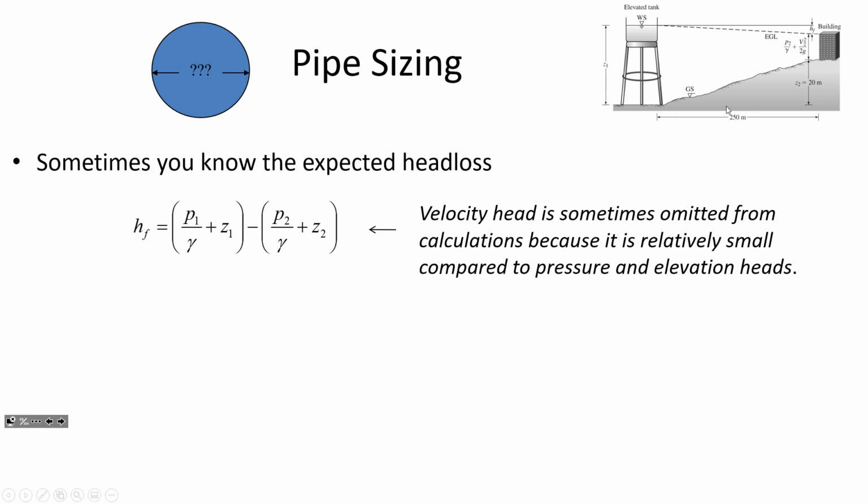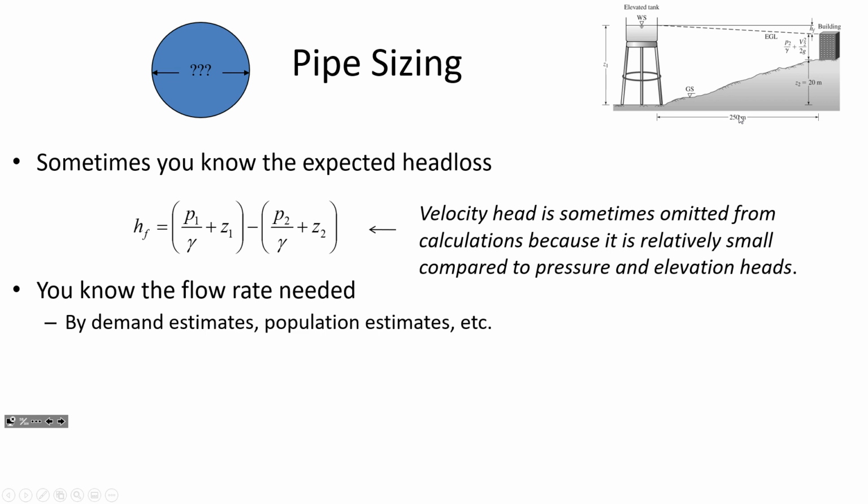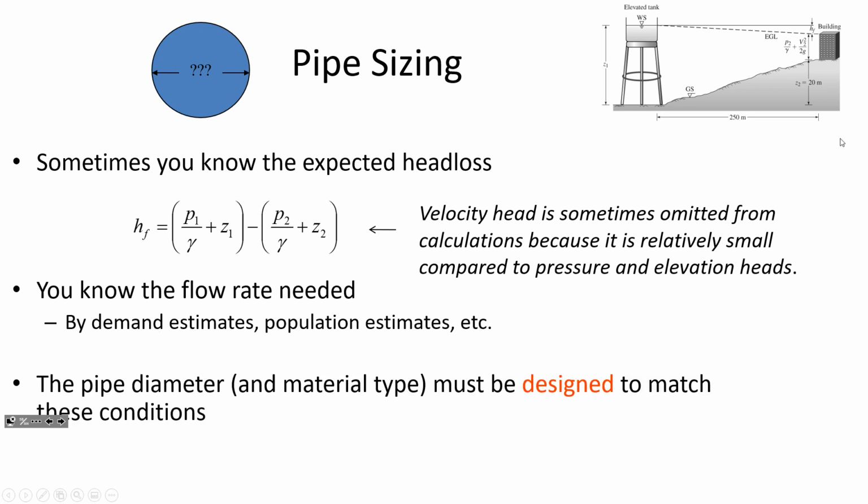Here it says 250 meters, if we want to deliver the water and provide a certain amount of pressure downstream. So if you know the flow rate that has to be delivered, and you could determine that through population estimates and per capita estimates of demand of water per person at a certain time, so if you know how much water has to be there, Q, then the diameter of the pipe and its material has to be designed to make sure that you're going to be able to convey a certain amount of flow downstream.